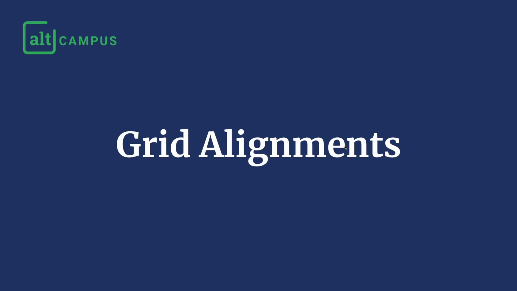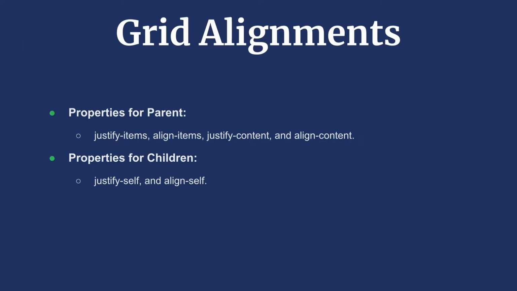Alright guys, now let's see how we actually do the alignments inside the grid system. How we can actually left align the elements or align to the right side of the container. Let's see what are the different properties and values inside our grid systems. Inside the grid, we have the same properties and values as we have already seen inside our flexbox.